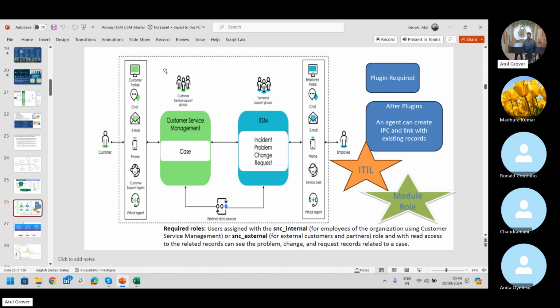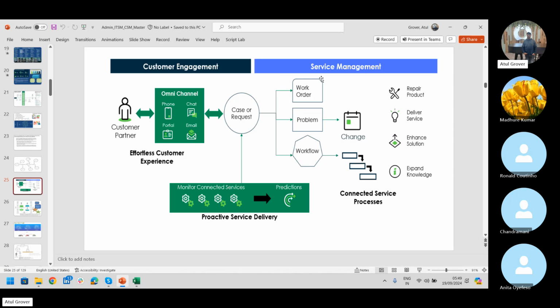So these pictures indicate how these two products are related with each other, but there is a fundamental difference concept-wise. Case is completely different. ITSM is completely different. Now to fix this issue, you again have the same thing. Knowledge, solution, delivery services, all the things will be there in the background.